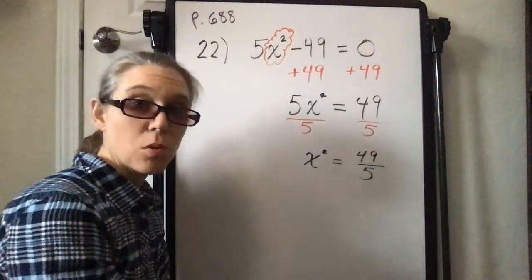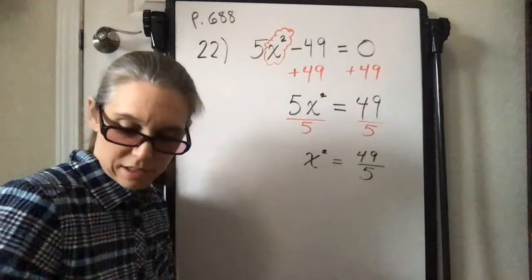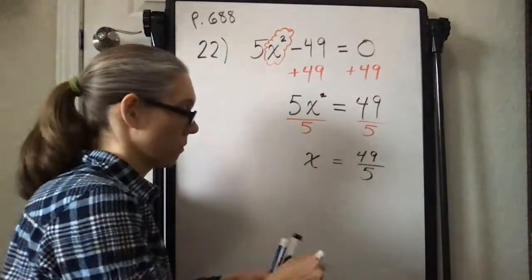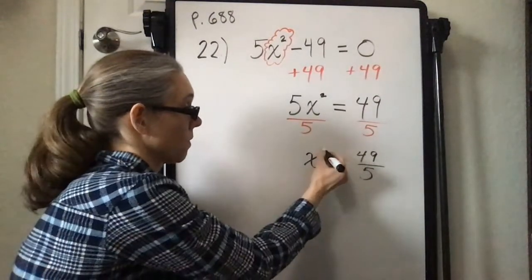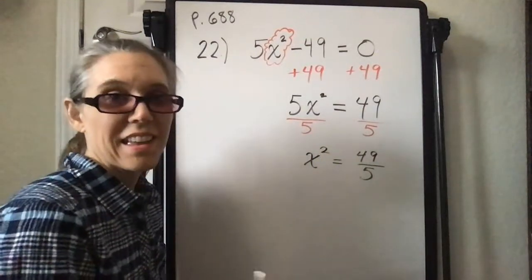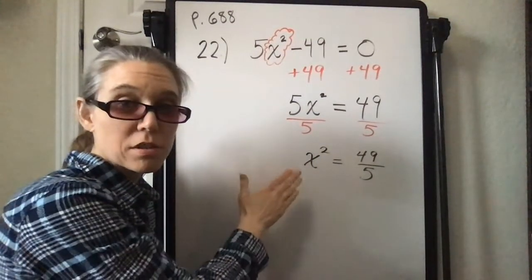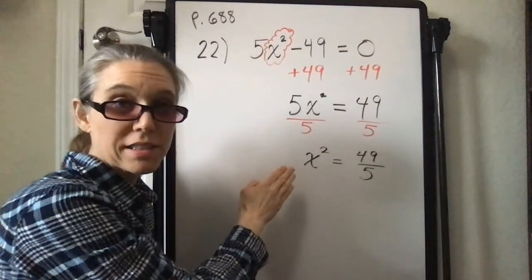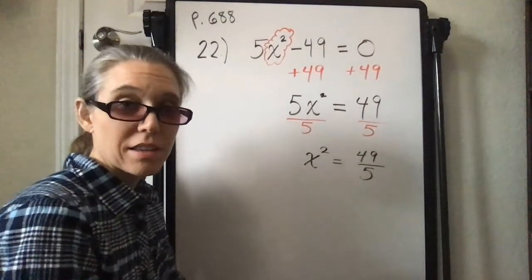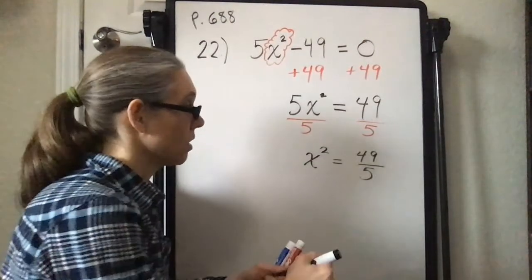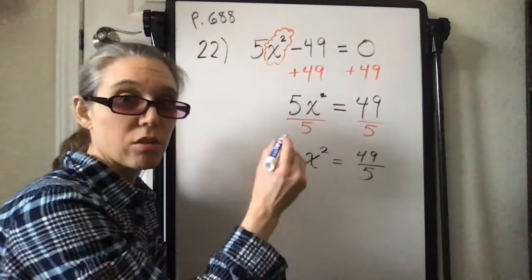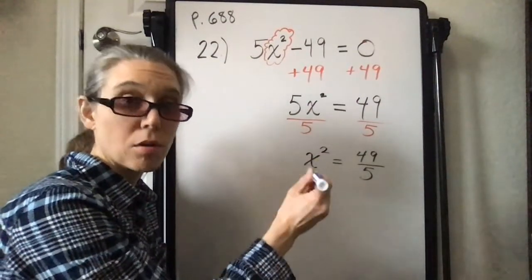Now at this point, the perfect square is isolated. Let me write that 2 a little bigger. Okay, now we have the perfect square all by itself, the variable squared all by itself, and now we're going to take the square root of both sides. So make sure you show this part. Make sure you show the square root being applied to both sides.